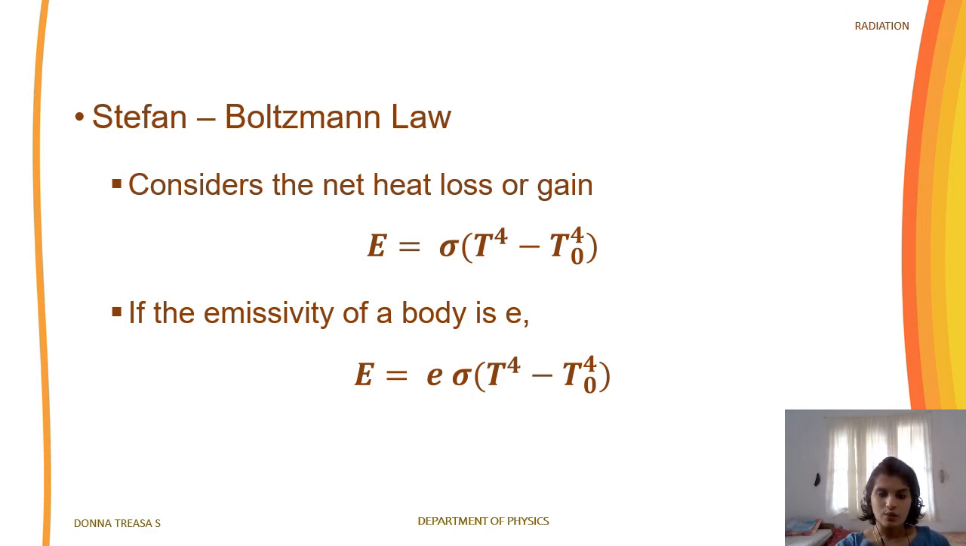So the previous equation is written as E is equal to sigma into T raised to 4 minus T naught raised to 4. It must be noted that both these equations, that is E is equal to sigma T raised to 4 and E is equal to sigma into T raised to 4 minus T naught raised to 4, can be considered only for a black body. If the emissivity of a body is small e, then the previous equation can be written as E is equal to small e sigma into T raised to 4 minus T naught raised to 4. Using this equation, you can calculate the energy density of any body.